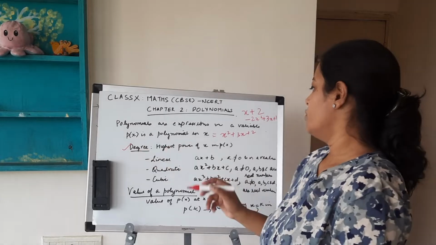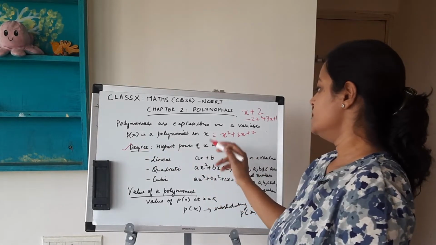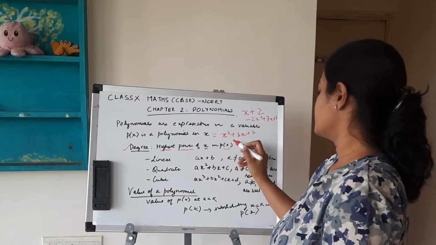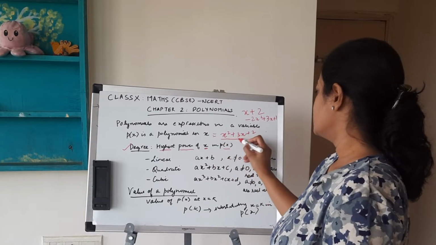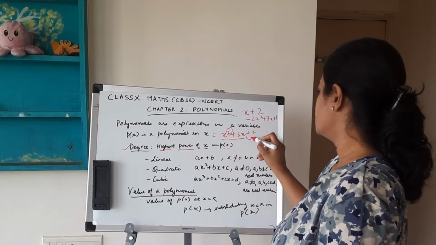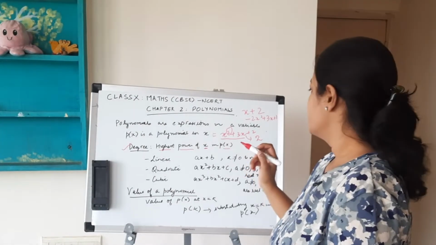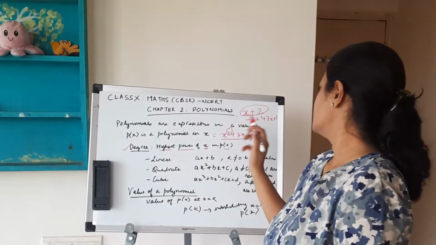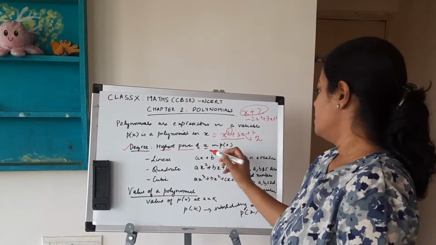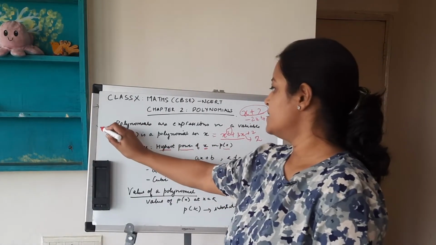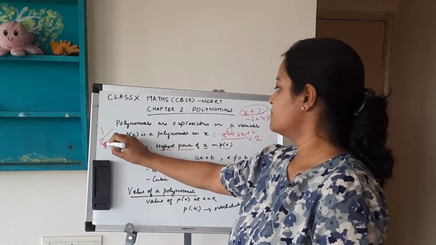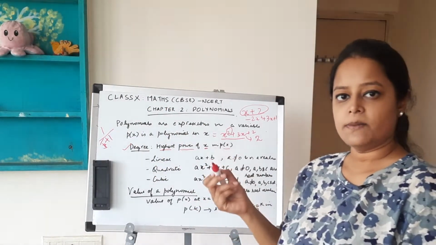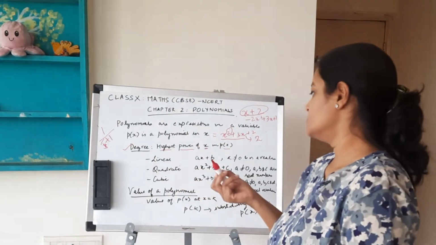What is the degree of a polynomial? It is the highest power of x in p(x). So for example, in this case, the highest power is 2, so the degree is 2. In this case, x plus 2, the highest power is 1, so the degree is 1. There are other examples like 1 by root x plus 1. This is not a polynomial. So these are some examples which are not polynomials.